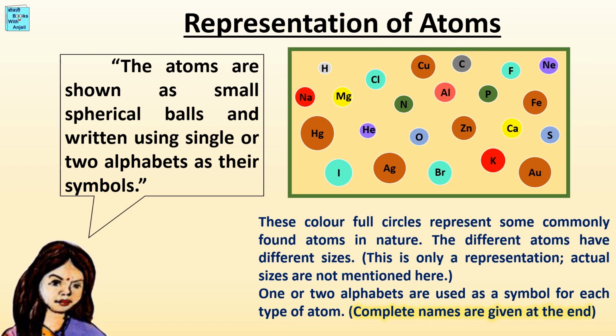These colorful circles represent some commonly found atoms in nature. Different atoms have different sizes. One or two letters are used as a symbol for each type of atom. The complete names for these atoms are given at the end of the video.